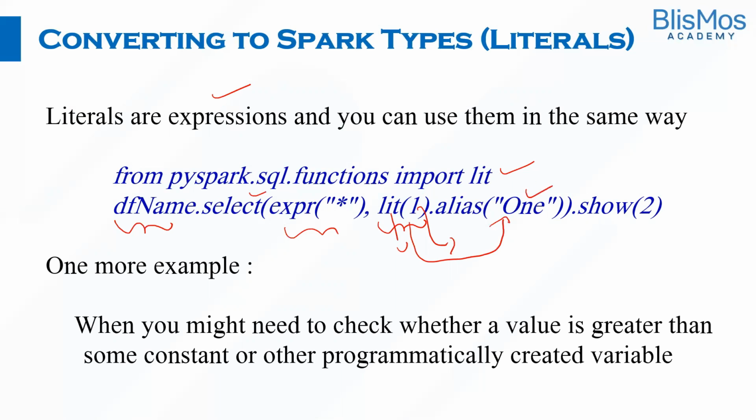I hope you understood. So now we already understood one example. Like if you want to add a same amount of hike to all the employees, we can use this. On the other way also, let us say if you want to check whether a value is greater than some constant or other programmatically created variable. For example, now you want to check whether salaries of all the employees is more than $5,000 or not, or more than 50,000 rupees or not, then you can just add one literal value with the 50,000 rupees or $5,000. Let us move to the practical and see all of these things in action.